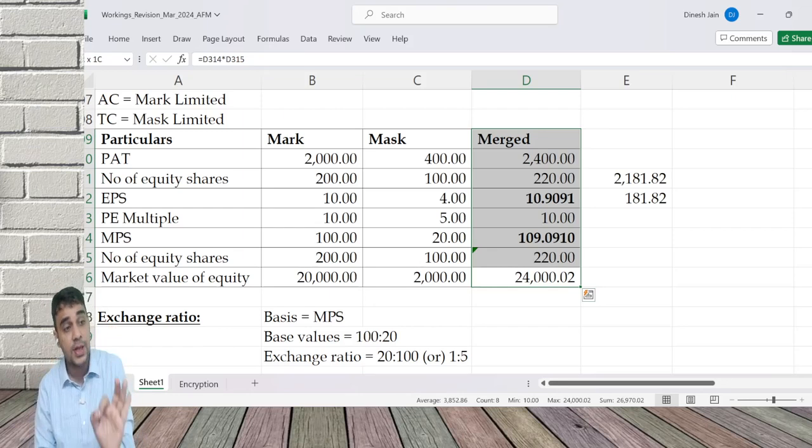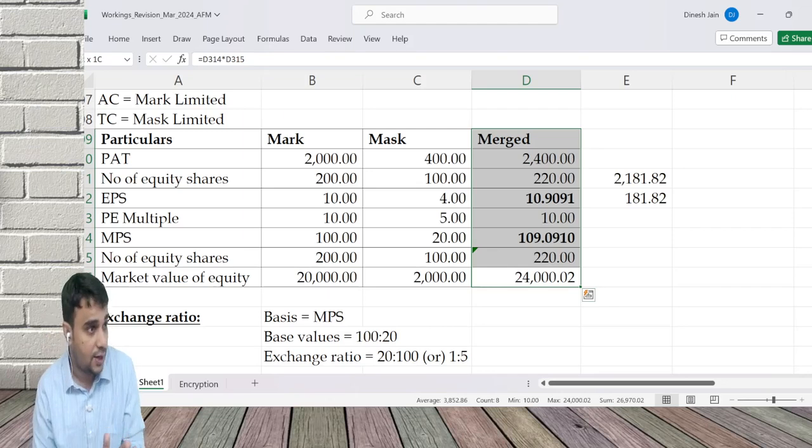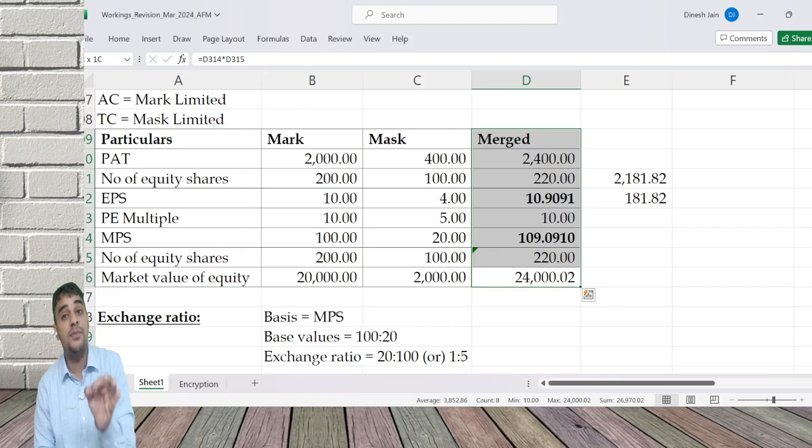So minimum consideration is the pre-merger value of the target company. Maximum is nothing but the value of acquisition. What is the value of acquisition? 20,000 becoming 24,000 is the benefit or value of acquisition. The formula is the post-merger value of AC minus the pre-merger value of AC.